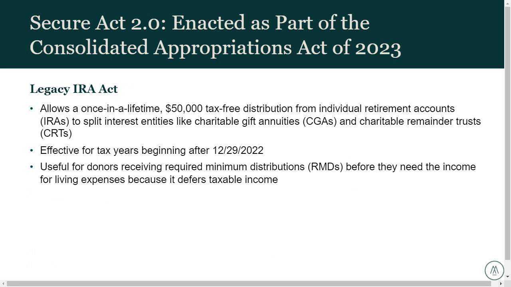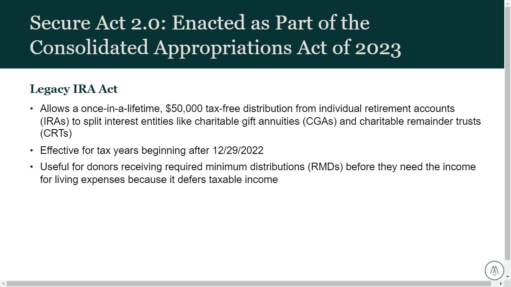In addition to the provisions to improve retirement savings, Secure Act includes the Legacy IRA Act, which allows taxpayers aged 70 and a half or older to make a one-time gift of $50,000 from an individual retirement account to a split interest entity. So this could be a charitable remainder trust or charitable gift annuity. And this gift is excluded from taxable income, and it's effective for tax years after 2022.